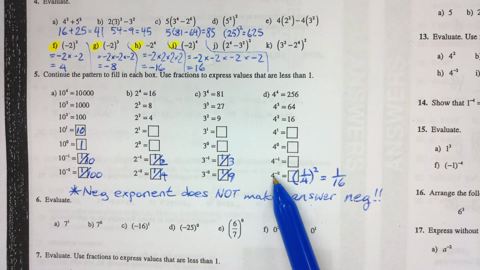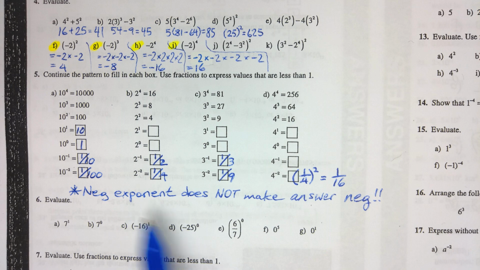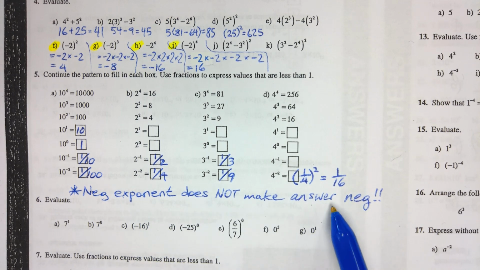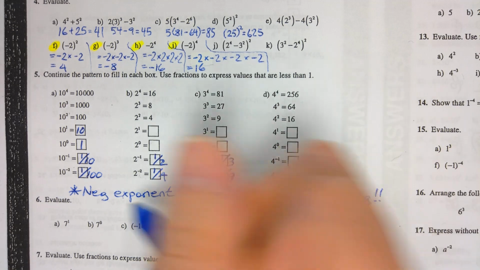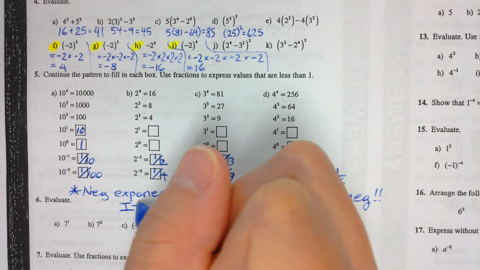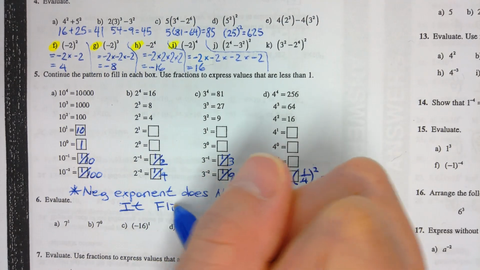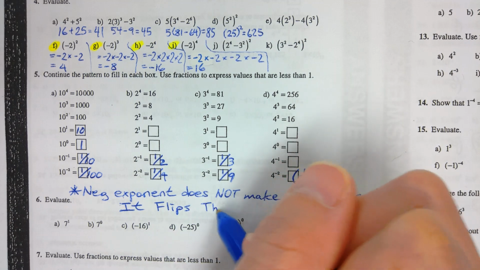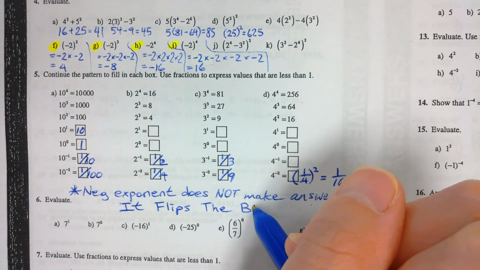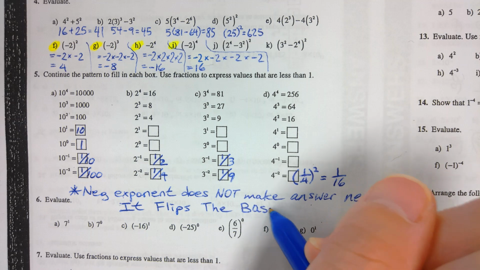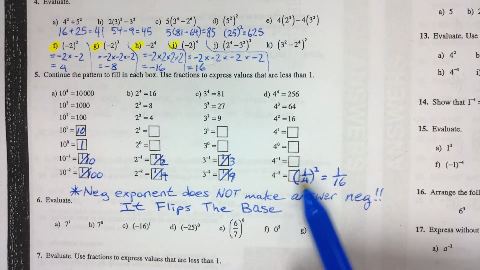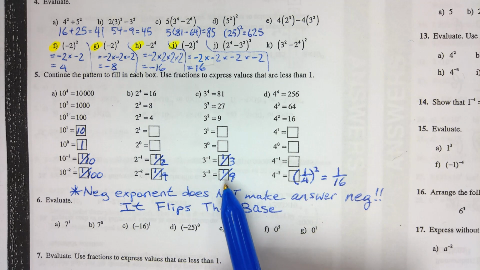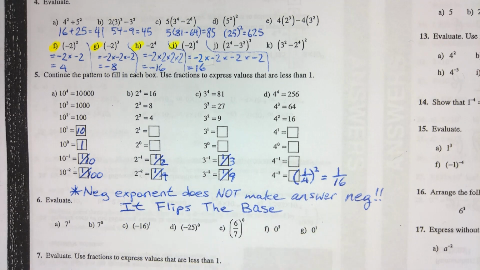All right. So your base rate: a negative exponent does not make your answer negative. What it does is flip your base. So instead of 4, it's 1 over 4. Instead of 3, it's 1 over 3.